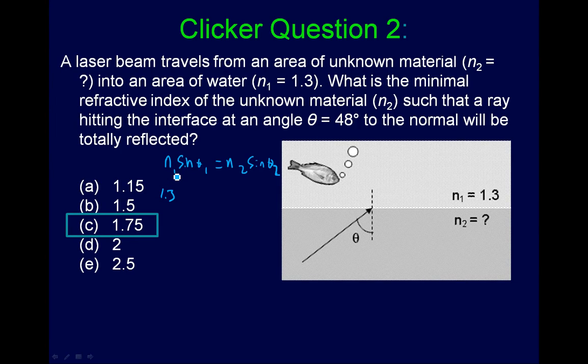So N1 is 1.3, and the sine of theta in this material, so we're trying to find the critical one, is when this comes off at 90 degrees. So sine of theta 1 is sine of 90, which just equals 1. And that equals N2, which is what I'm solving for, times sine of 48 degrees, since they say that angle is 48. So I want to solve for N2, and I get 1.3 divided by sine of 48, and when I punch that in, I got 1.75.